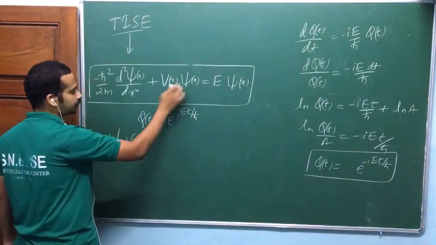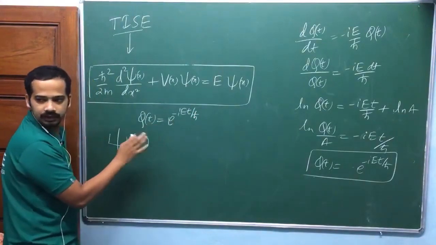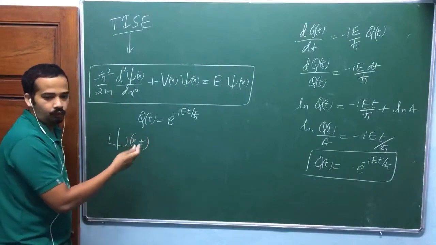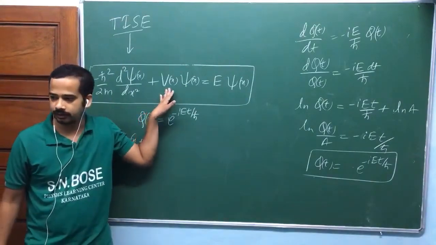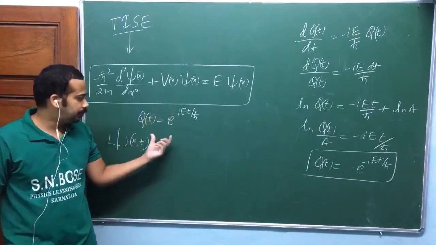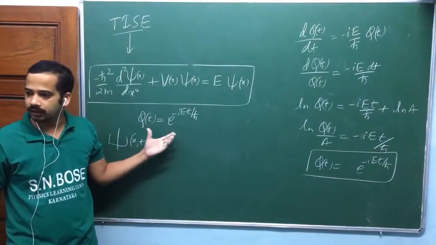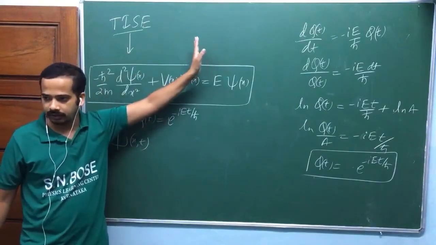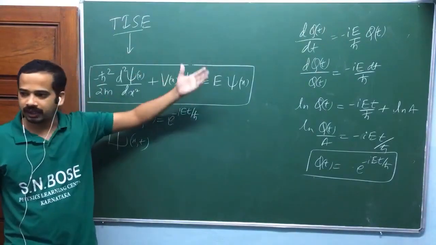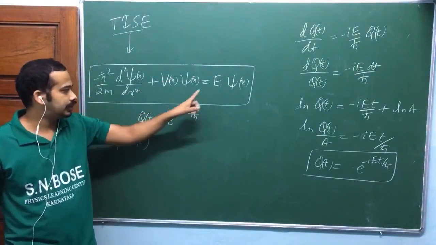If you find psi of x from this one, phi of t is already there, it is the same for all. What do you mean by a different problem? A different problem is a different potential. Is that okay? So that's why this part will not change. That part of the differential equation doesn't contain potential, isn't it? It contains some time derivative, energy, and all, isn't it?